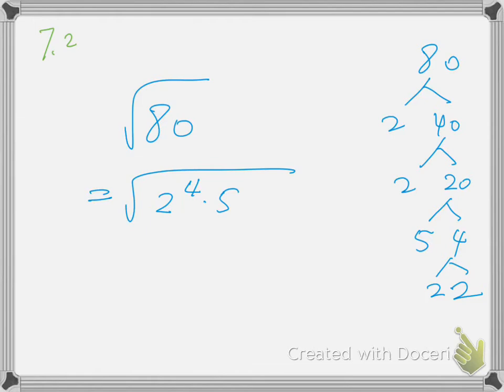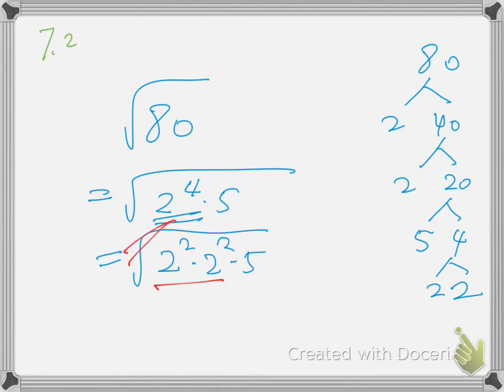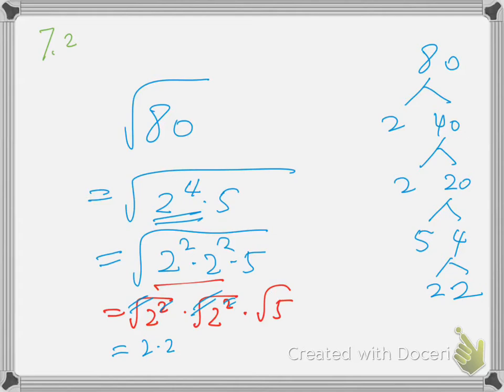Now this is a square root, so we need some squares, right? 2 squared times 2 squared times 5. So we split this 2 to the 4th into 2 squared times 2 squared. And then the square root cancels with the square. So let me rewrite the last step: square root of 2 squared times square root of 2 squared times square root of 5. We split them, and then the square root cancels with the 2nd power. So we got 2 times 2 times square root of 5. This is 4 radical 5.